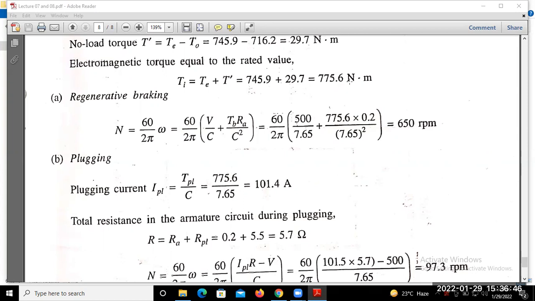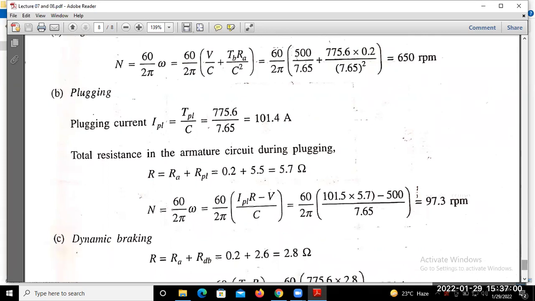In the previous class, we discussed some numerical problems on the regenerative braking, plugging braking and dynamic braking. I think we already solved some part of that problem. Have you completed that one, or should I try to explain that? We already found the torque value in the previous class. So today just find the speed for the regenerative braking, plugging braking and for the dynamic braking.